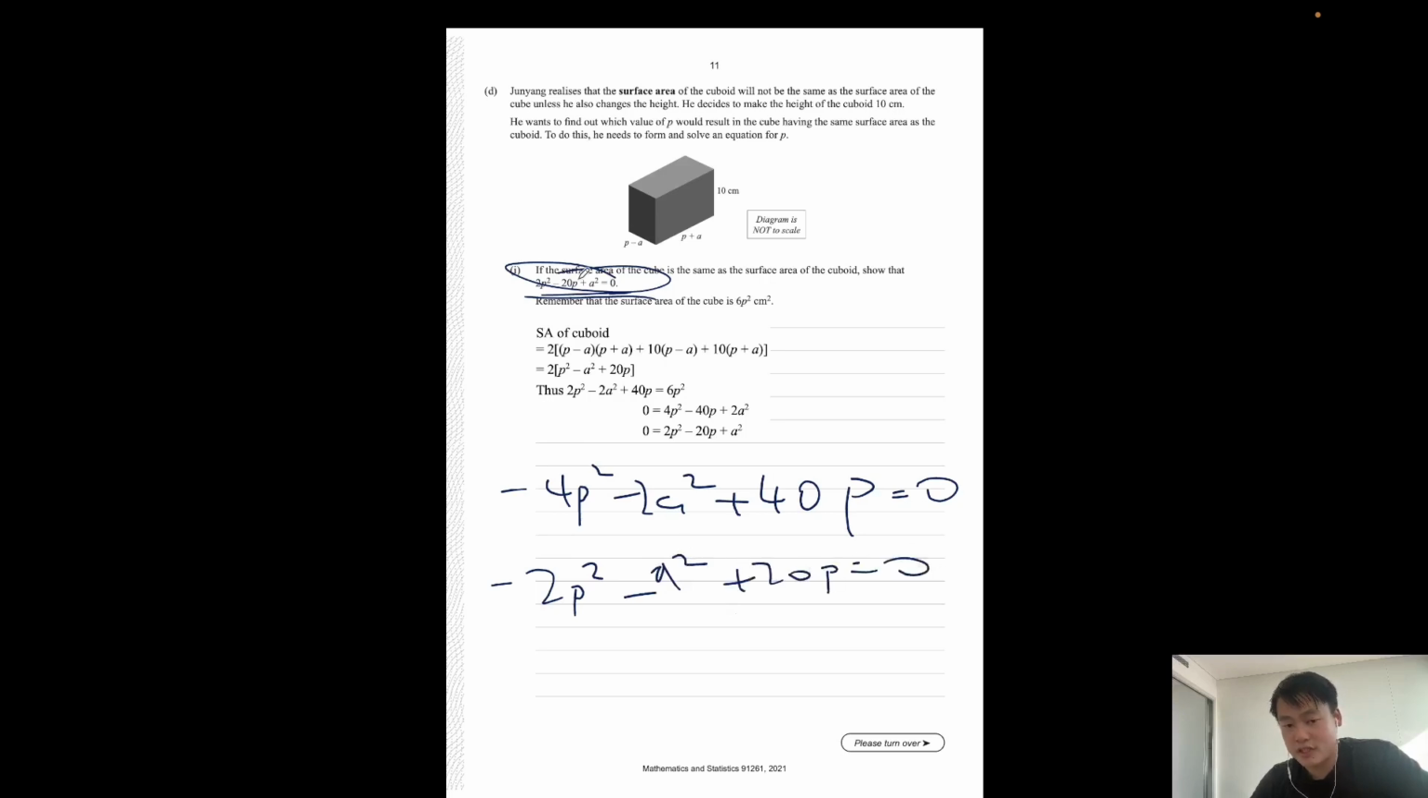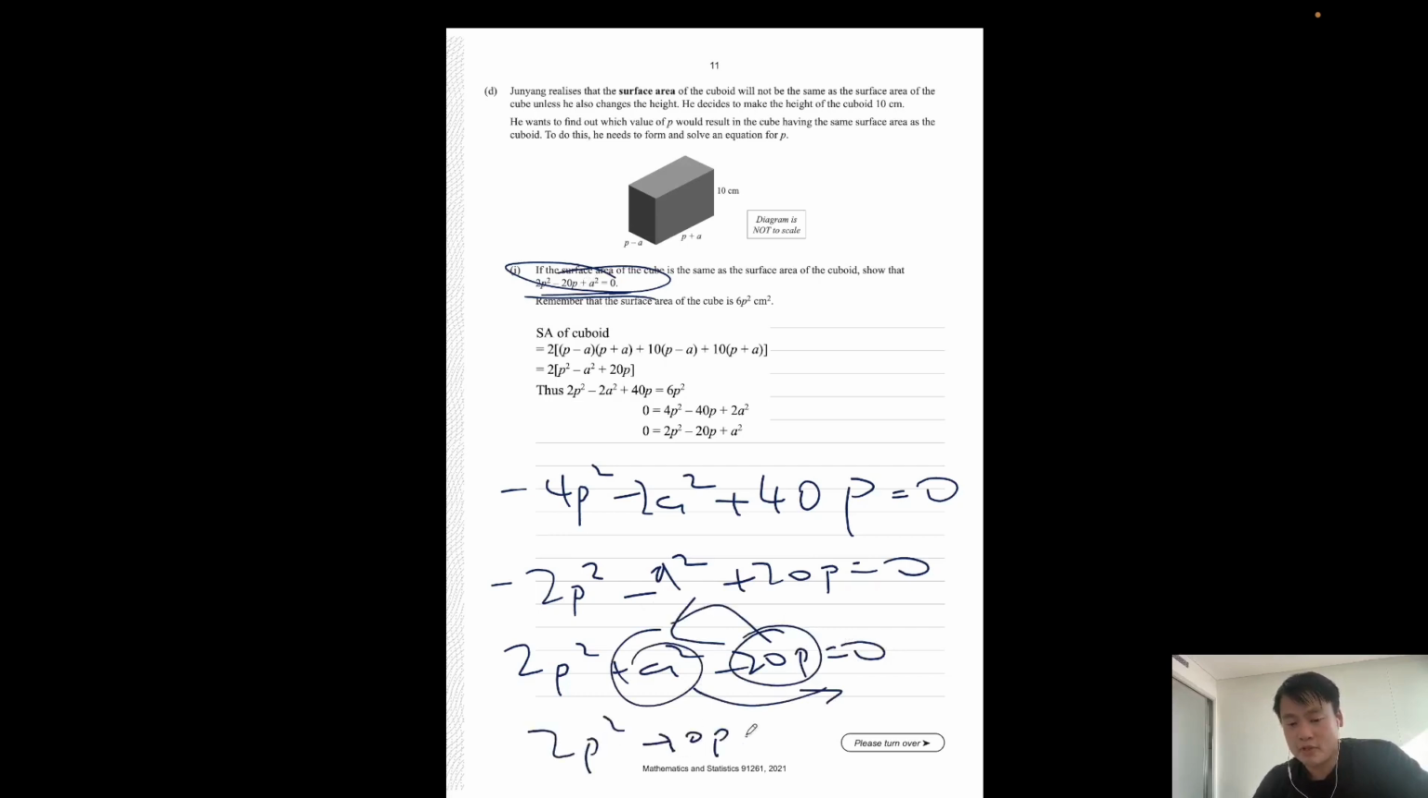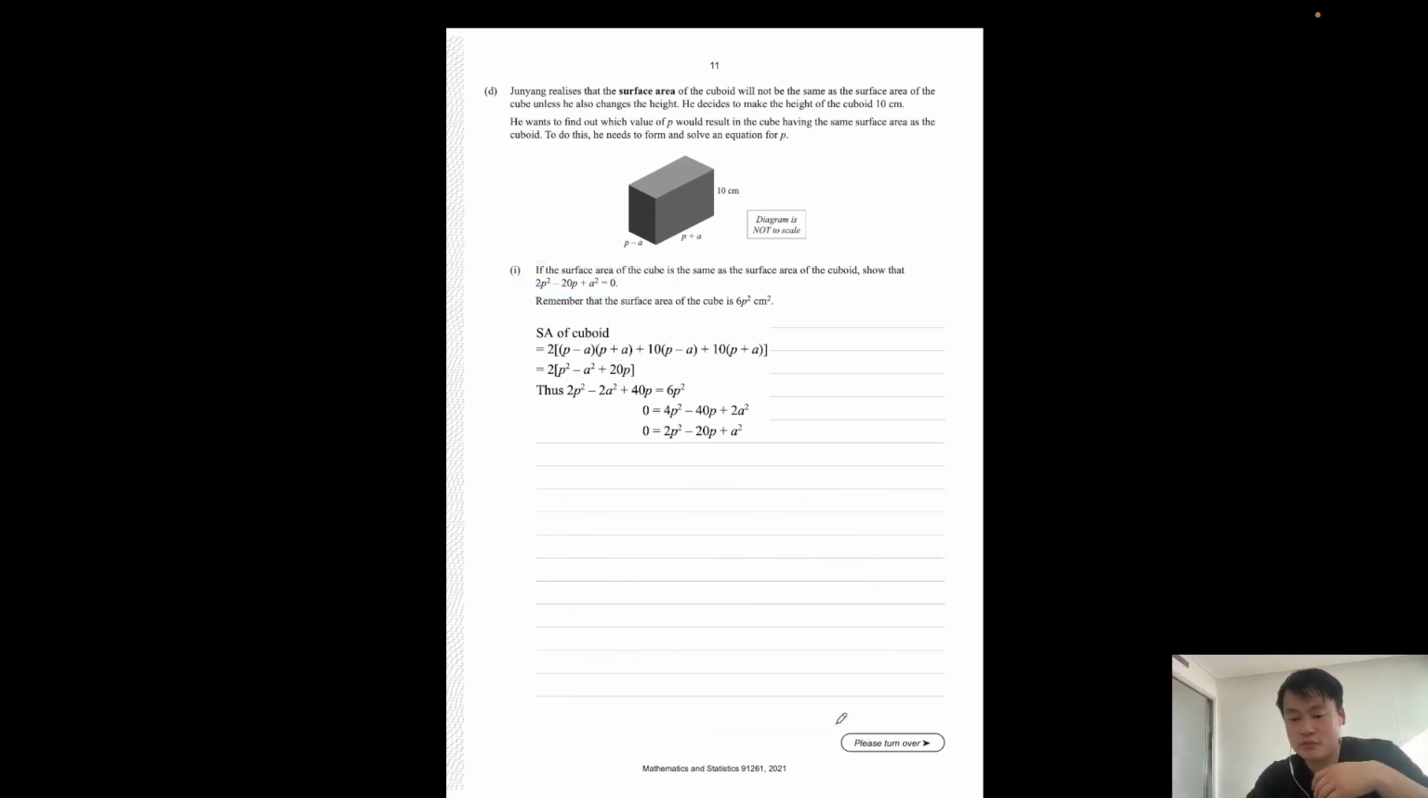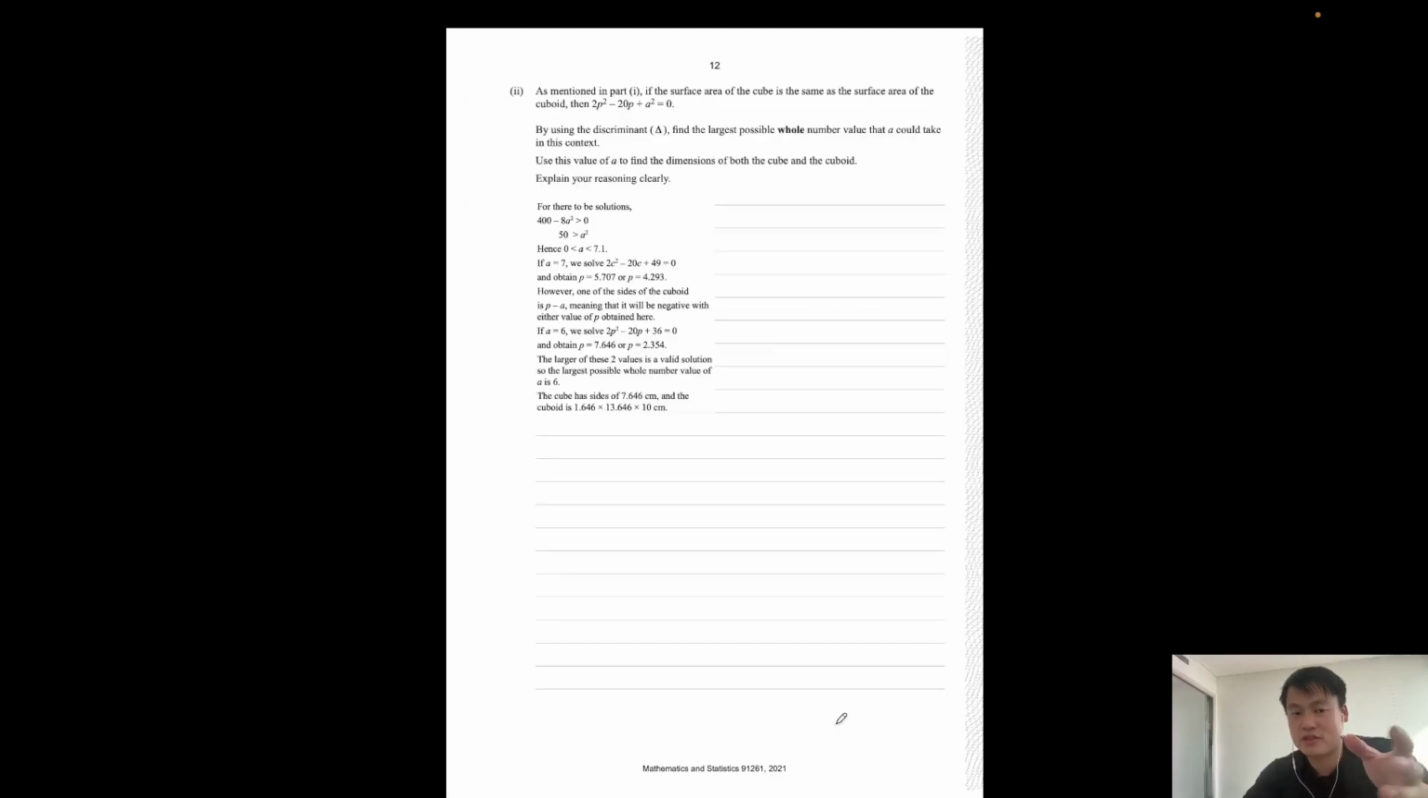What's missing over here to make it look like this? Oh, they multiplied by negative 1 both sides, yes or no? 2p squared plus a squared minus 20p equals 0. Almost looks like it, doesn't it? Oh, it just means move the a squared to there and move that to there, isn't it? Yeah, a lot of ways to go about it. I'm sure this will be intuitive to you. I'm sure you should be able to comprehend this.